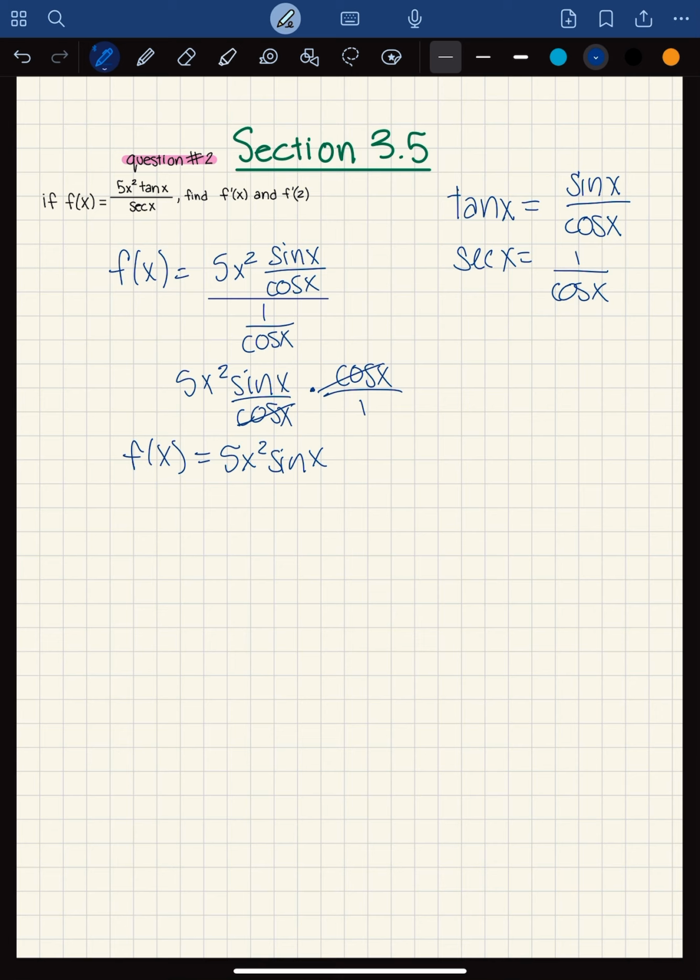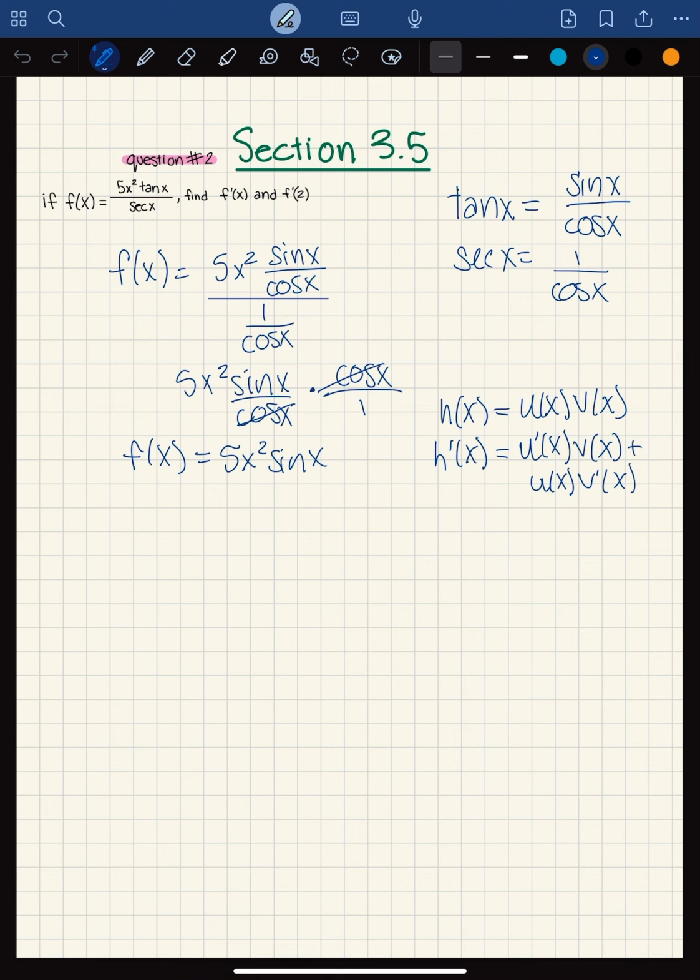And then we can now use the product rule to find f prime x, which states if we have h of x equaling u of x times v of x, then h prime of x would equal u prime times v of x plus u of x times v prime of x.